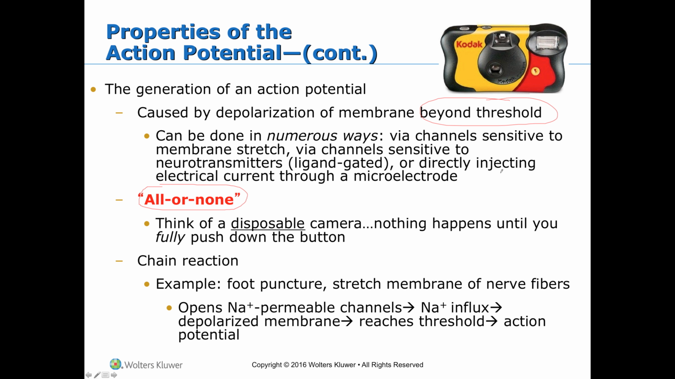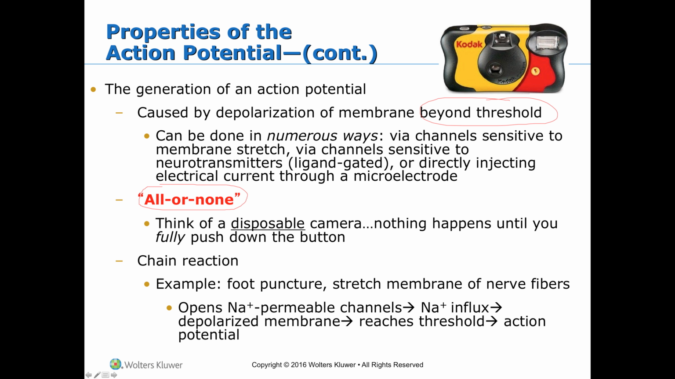The picture is taken. Now, nothing happens until you fully push down the button, right? Now, what happens when you fully push down the button? You can't change your mind halfway through that, right? As the camera flashes, you can't change your mind and say, okay, I don't want to take the picture anymore. It is an all or none response in the same fashion as a neuron firing an action potential. Once negative 55 millivolts is reached, an action potential will occur. Just like in a Kodak camera, once you hit the button, a picture will occur.